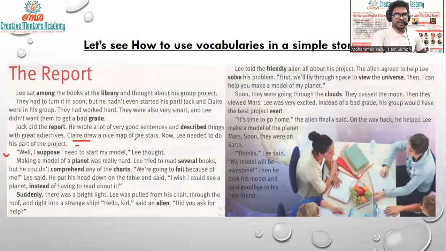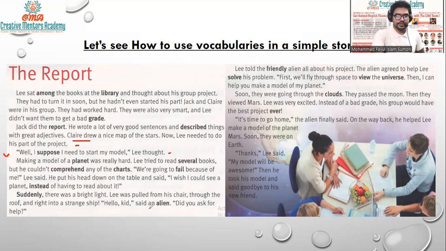Well, I suppose I need to start my model, Lee thought. Making a model of a planet was really hard. Lee tried to read several books, but he couldn't comprehend any of the charts. We're going to fail because of me, Lee said. He put his head down on the table and said, I wish I could see a planet instead of having to read about it. So suddenly there was a bright light. Lee was pulled from his chair through the roof and right into a strange ship.